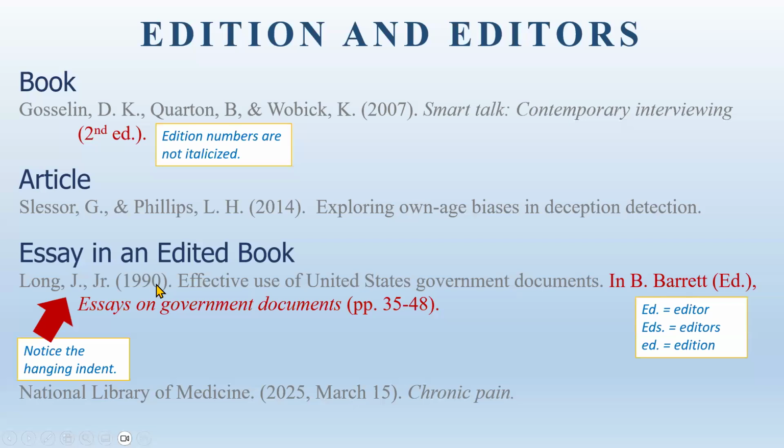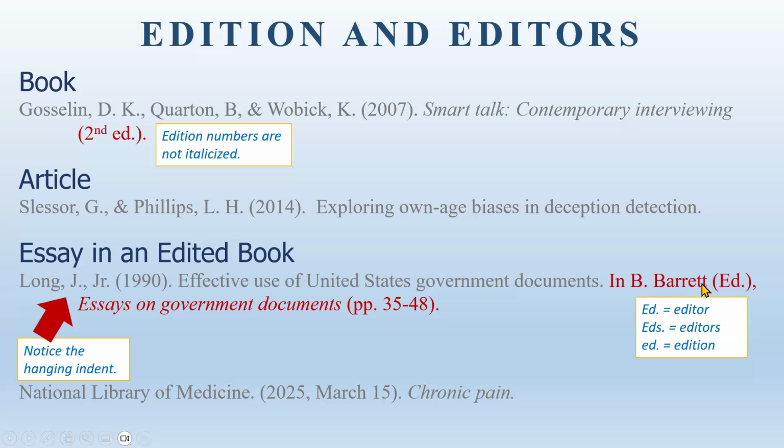So in that case, we've already indicated the author of our essay, the year the book was published, the title of our essay, but now we need to talk about the book it came from. So for that, we start off by saying in, and that in is capitalized here. And then we do the author names, and we don't invert them. I'm sorry, I should say we do the editor names, but we don't invert the editor names.